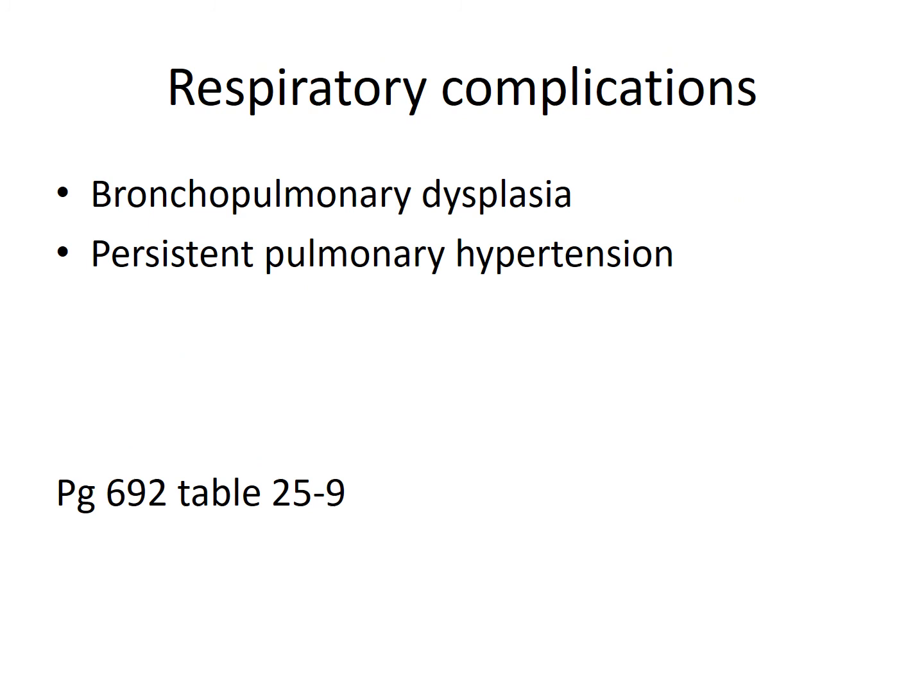Okay, here are a couple more problems, respiratory complications that premature babies may incur. Bronchopulmonary dysplasia. This is where the alveoli are damaged from prolonged exposure to ventilation. Pulmonary hypertension is severe hypertension with right to left shunt through the foramen ovale that did not close.